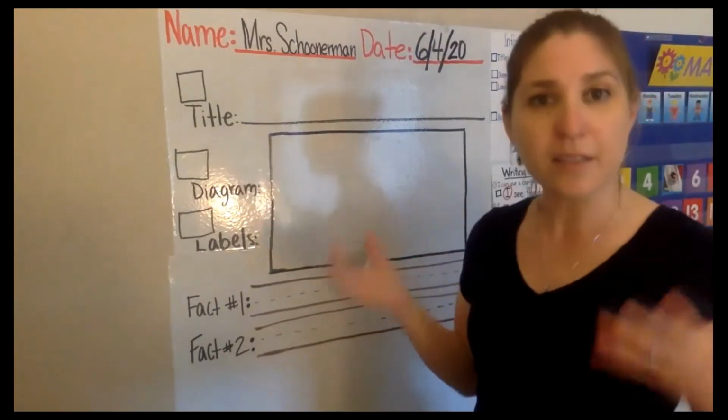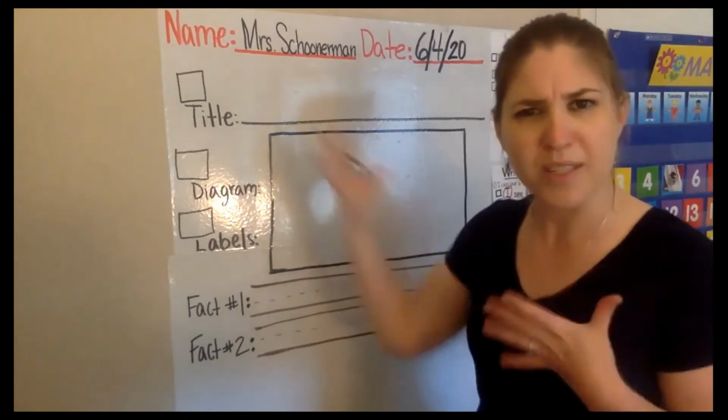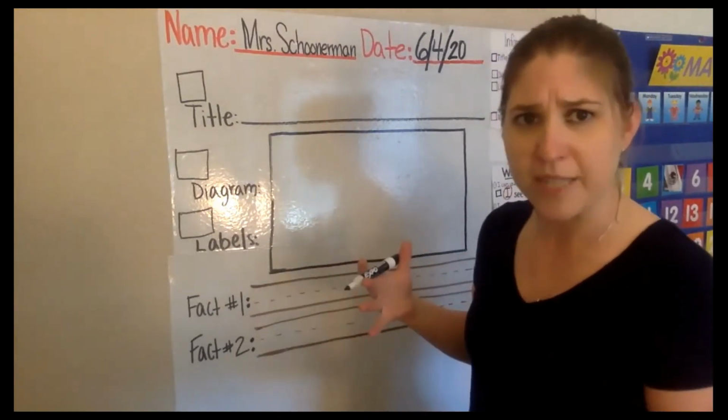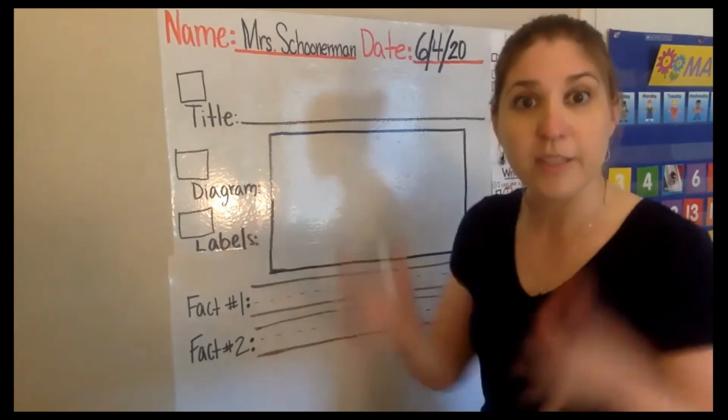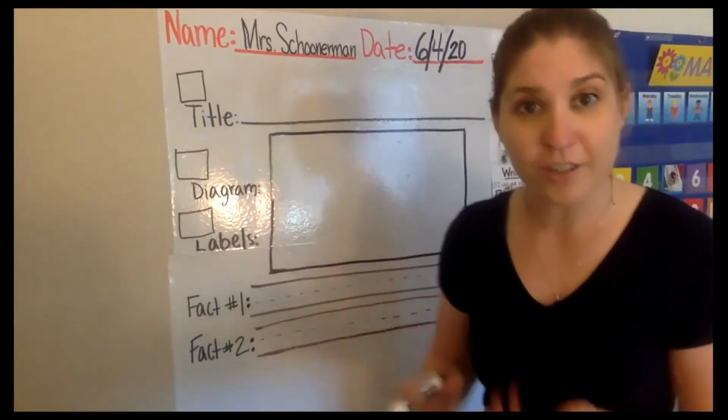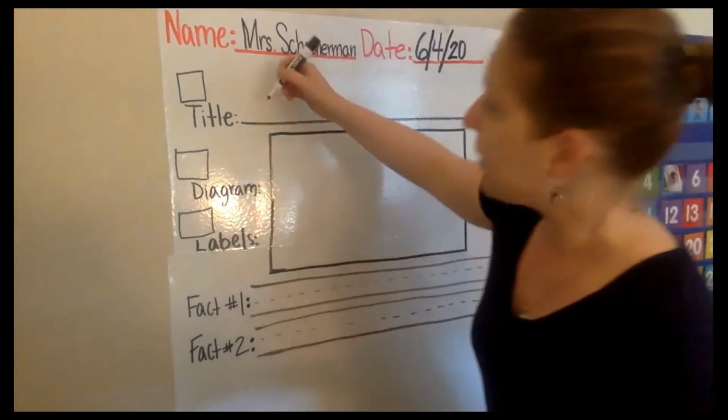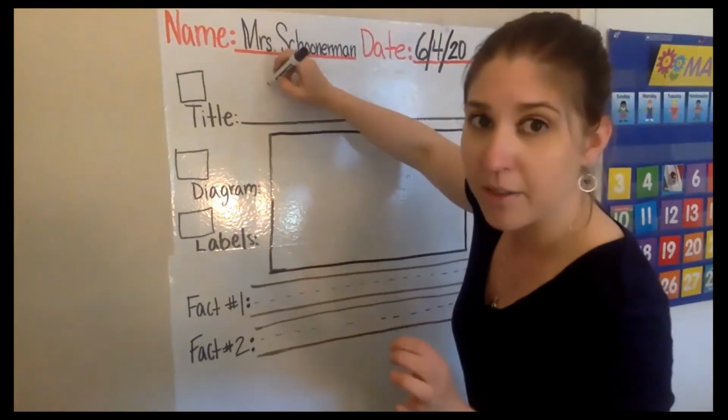Let's move on to the first real part of our informational writing piece, and that is adding a title. The title tells our reader, what is it all about? What is our work going to be about? What are we teaching today? Well, we're teaching about the different parts of a shark, so that'll be our title today. Parts of a shark.